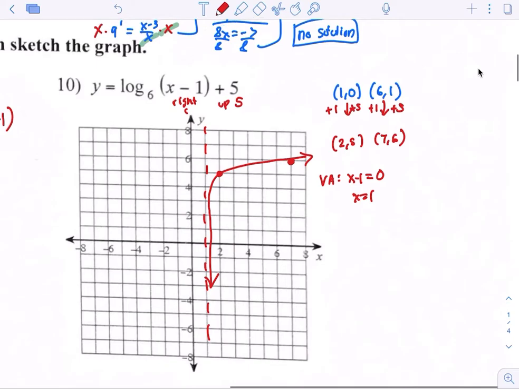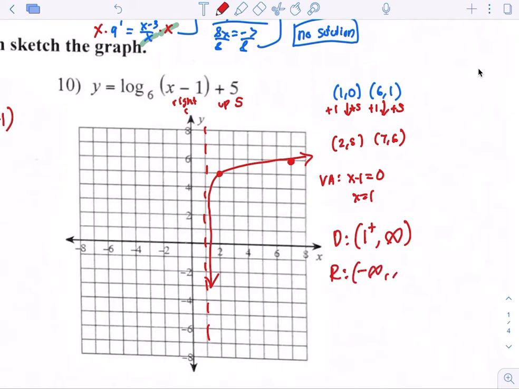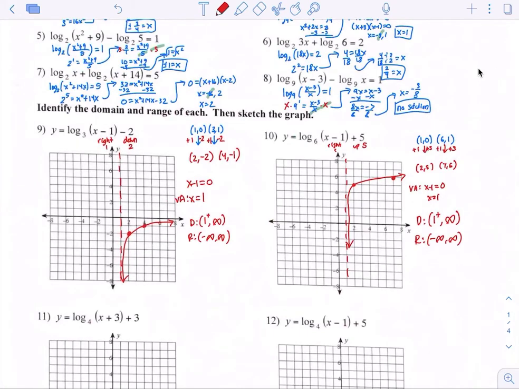Alright, over here. Okay, again, domain. If you go all the way to the left, how far does it go? It stops right there. So that means your domain is, it approaches 1 from the right hand side all the way to infinity. Range is -infinity to infinity. Alright, 11.